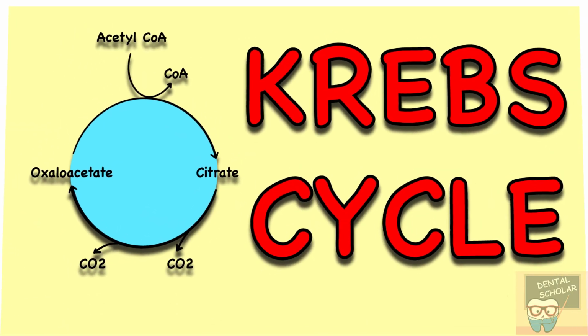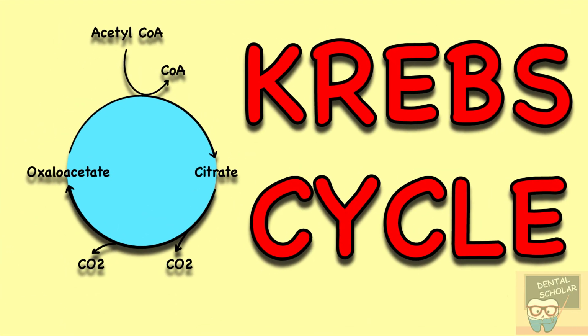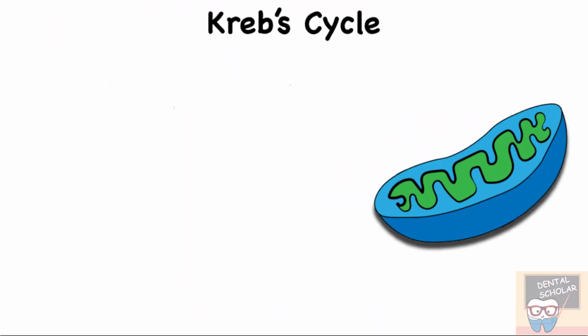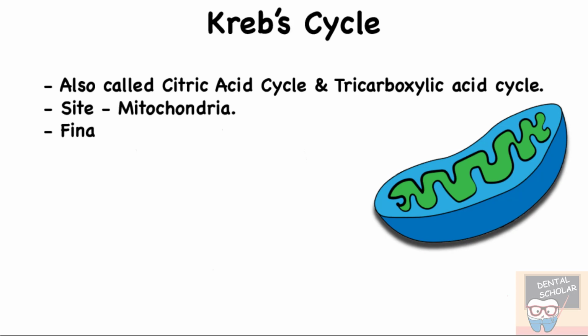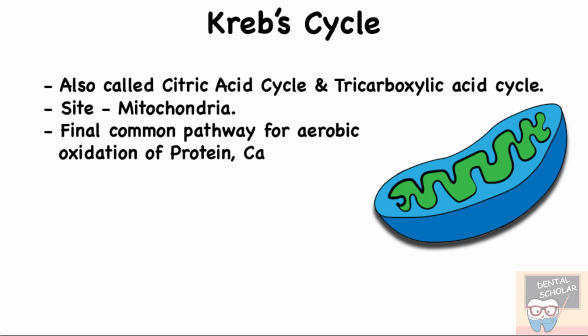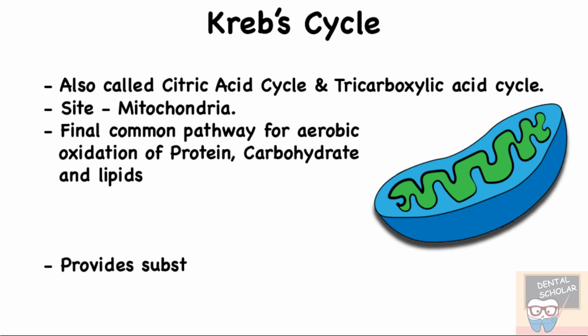Hello everyone. In this video I will tell you about Krebs cycle. Krebs cycle is also called citric acid cycle or tricarboxylic acid cycle. It occurs in mitochondria. It is the final common pathway for aerobic oxidation of proteins, carbohydrates and lipids. It provides the substrates for the respiratory chain.